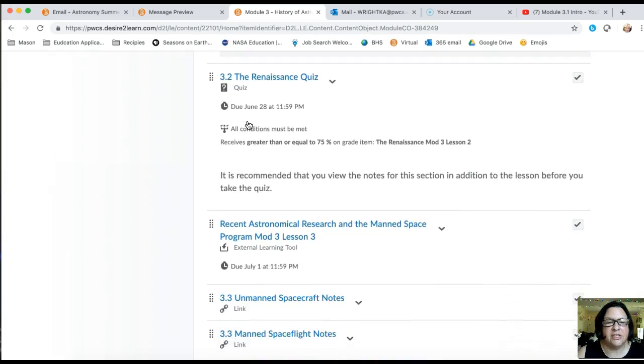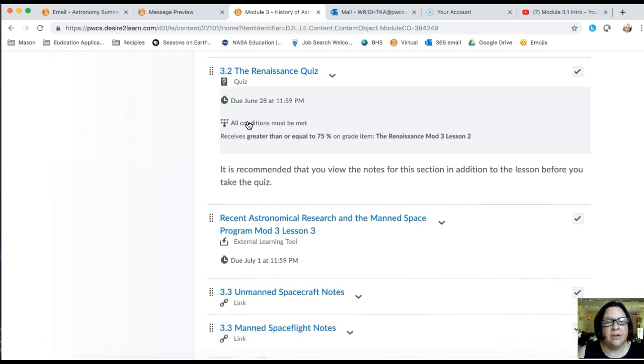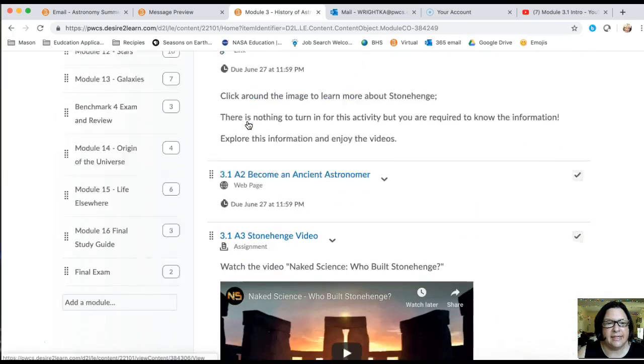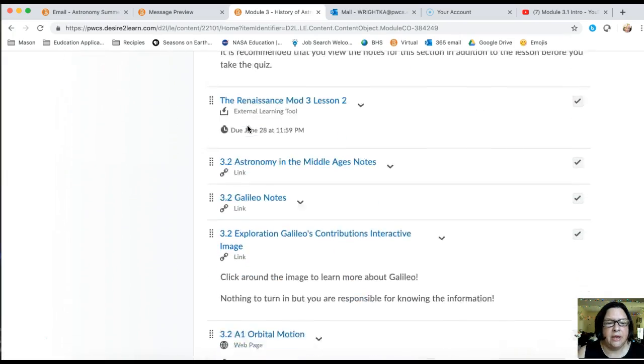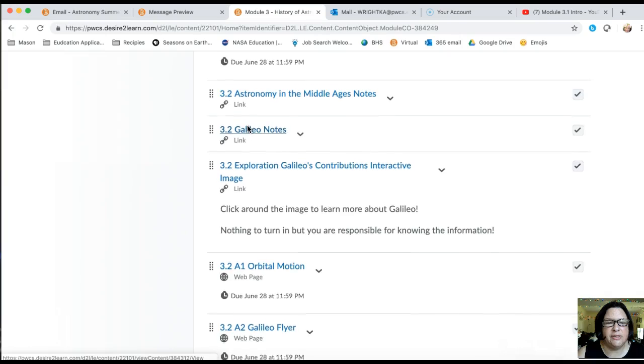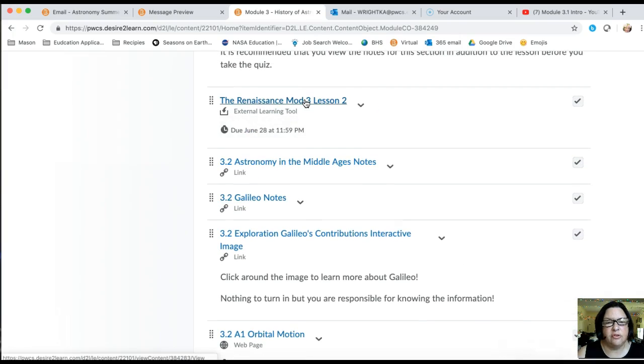Then you have the Renaissance quiz that will show up, again, 75% or higher on the lesson itself, 3.2, Astronomy in the Middle Ages, right up here, the Renaissance Module 3, Lesson 2. All right, so this is a meaty module. This is probably the thickest module you're going to have in the course aside from the planets modules.